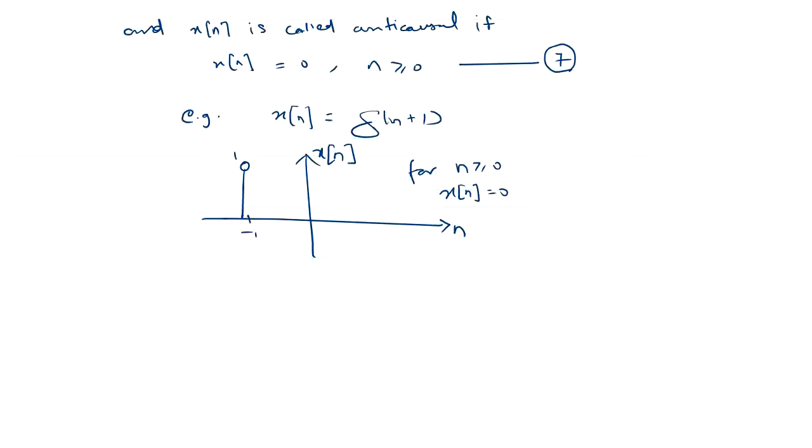So this type of signal is an anti-causal signal. The signal will lie only on the negative side, from minus infinity to minus 1. It can take values there, and for n greater than or equal to 0, that is from n equals 0 to n equals infinity, x[n] is 0. So this type of signal is called an anti-causal signal.